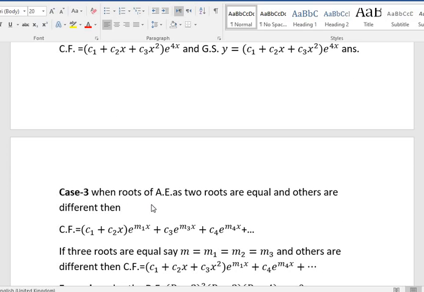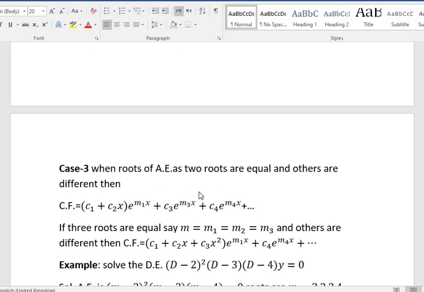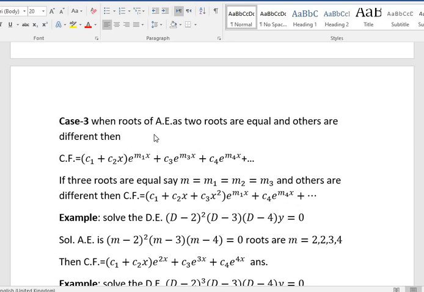Another case: when roots of the auxiliary equation are such that 2 roots are equal and other roots are different. Suppose you are solving one and you get 2 roots equal or 3 roots equal and other roots different. Then how can we write it? Suppose 2 roots are equal. Roots equal means (c1 + c2x) e^(m1x). Other roots are different, suppose m3 is different, m4 is different. Then, because c2 is already used, do not write c2 again: c3 e^(m3x) + c4 e^(m4x) and so on.